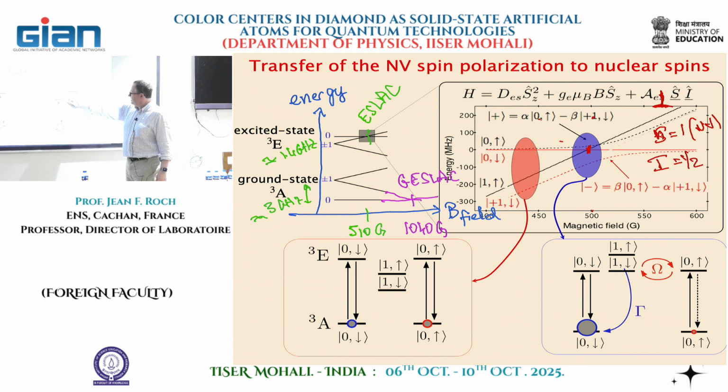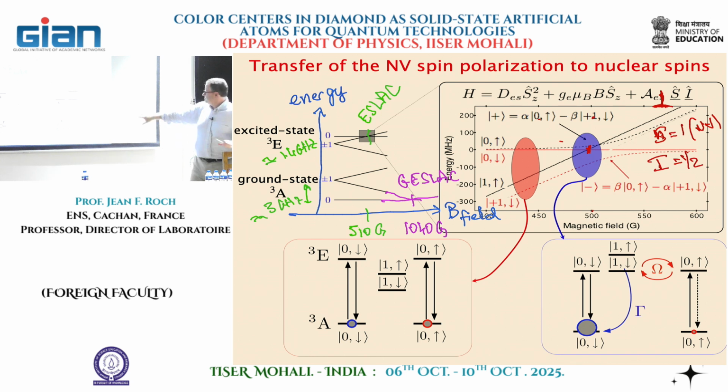I have a transition from here to here. It's 0 down, and it will come back with 0 down, because it cannot leak to the ms equals 1. Okay? So you'll see that after a few cycles, what I simply need is that this interaction is strong enough that during the lifetime of the NV in the electronic excited state, I have a strong probability to have this flip-flop spin exchange between the electronic spin and the nuclear spin.